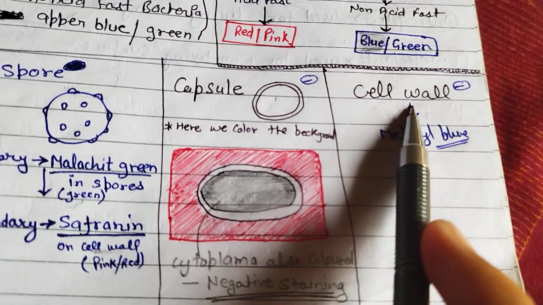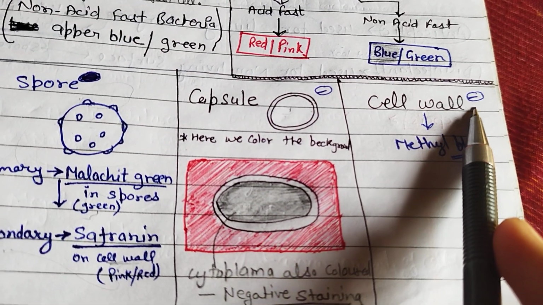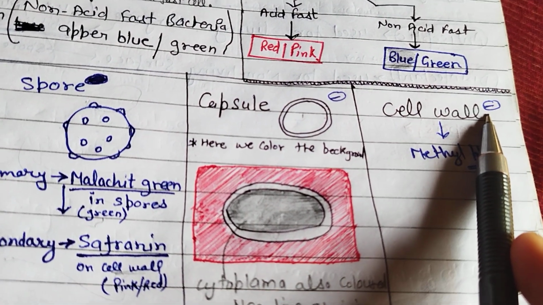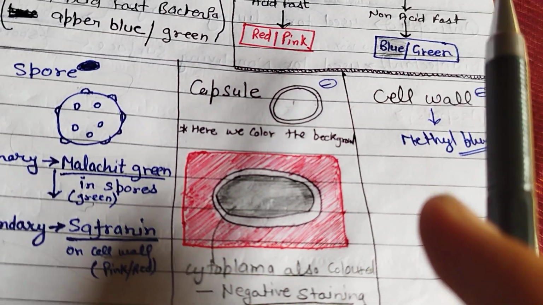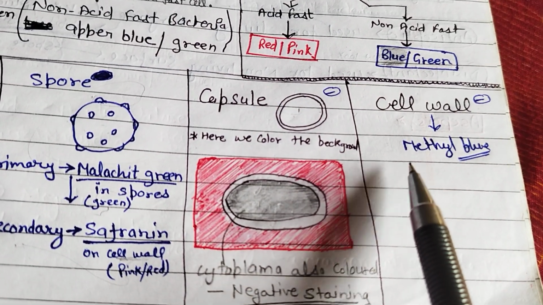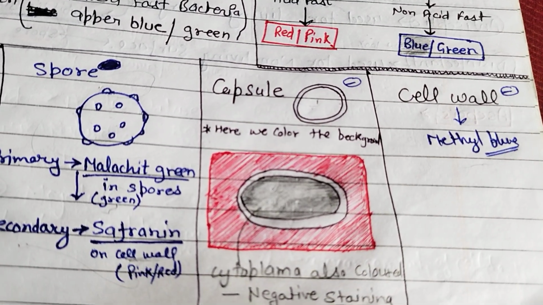And cell wall is used. Cell wall also is negative in nature, means it is acidic, and we use here methylene blue, which is a basic dye. Hope you got it now, all things.